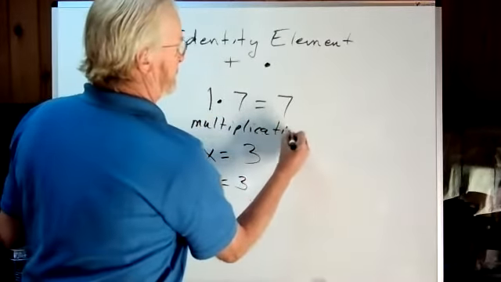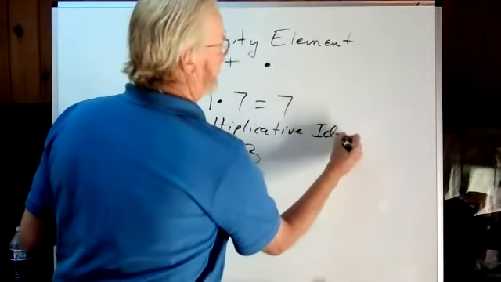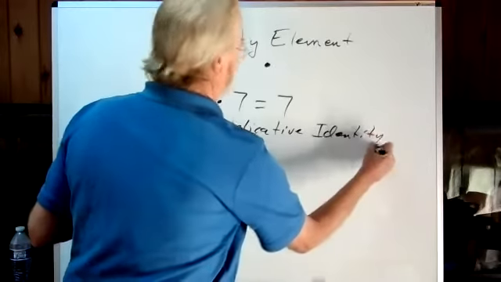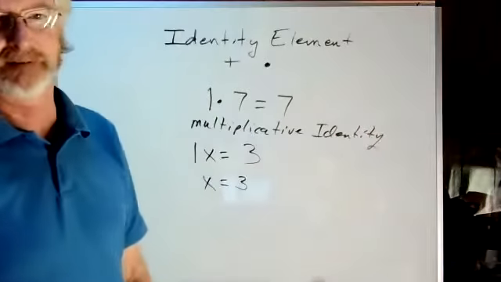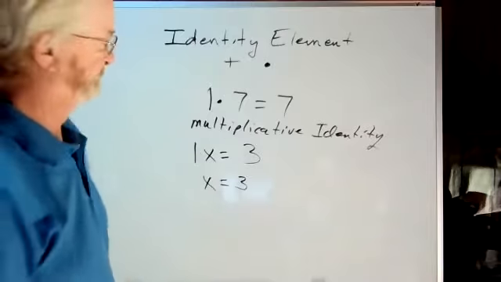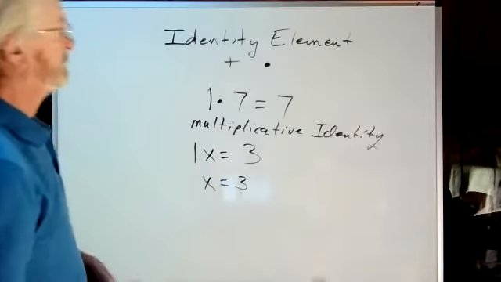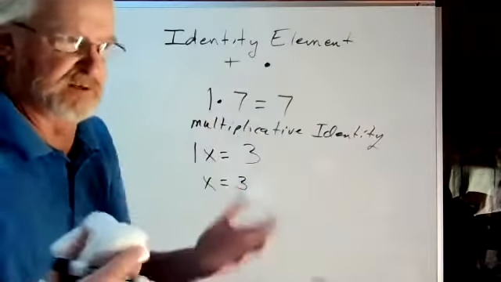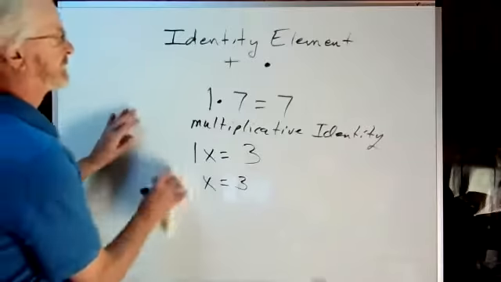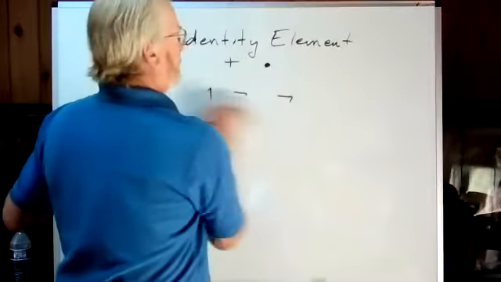Multiplicative identity. 1 is the multiplicative identity. It doesn't change what you multiply by. Okay, so again, file that away. We just know it's a property, it's a rule that works.